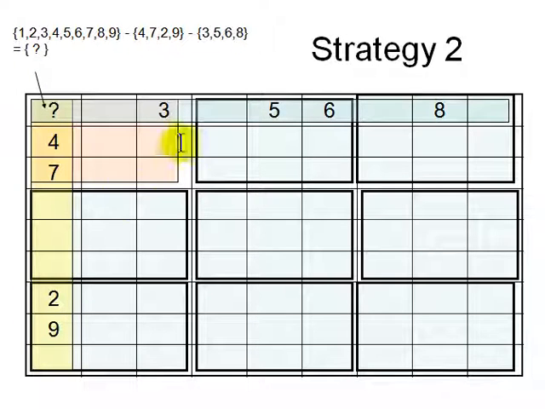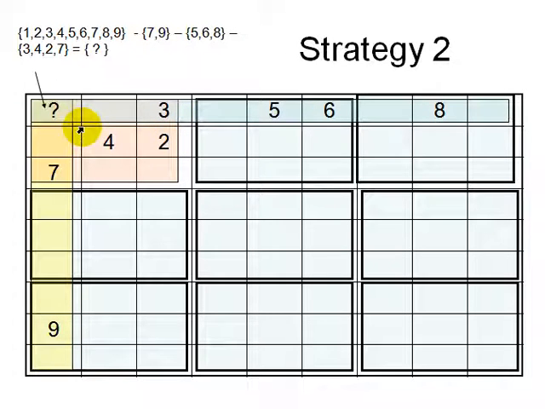So let's look at another example. In this case, what are the possibilities? Strategy 2. So you have 1 to 9 as a choice out here. But 4, 7, 2 and 9 cannot be there because of this. And 3, 5, 6, 8 cannot be there. So whatever is left over has to be there. Similarly, in this square, there cannot be 7 or 9, minus 5, 6, 8, and 3 also. And in this subsquare, you cannot have 3, 4, 2 and 7. All these are gone, so only one number will be left, and that's what you need to fill in.